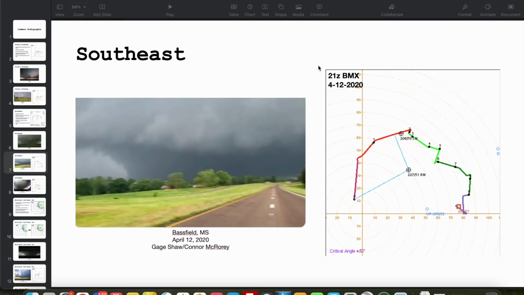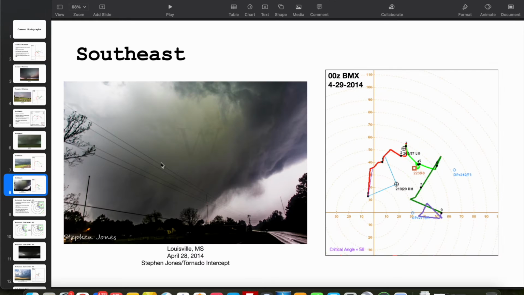However, that does not mean that you can't get violent tornadoes. We've seen this time and time again where we have violent tornadoes, long-track tornadoes from these hodographs. Here's just another example, Louisville, Mississippi, April 28th, 2014. Strong low-level shear, strong veering with height of the winds.